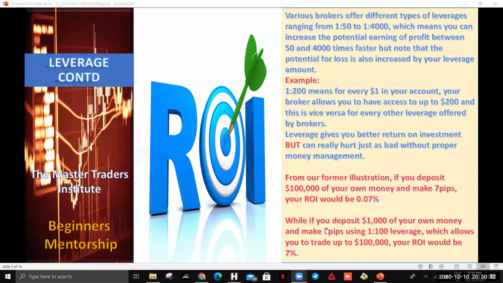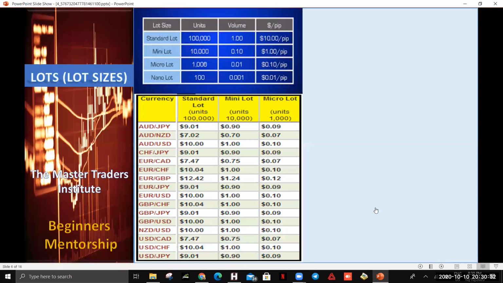And it also gives you access to lose more money if you don't understand how to trade in the forex market. So that's the importance of leverage that the broker gives every one of their customers. Now, these are the lot sizes. We have 4 types of lot size: the standard lot, the mini lot, the micro lot, and the nano lot.